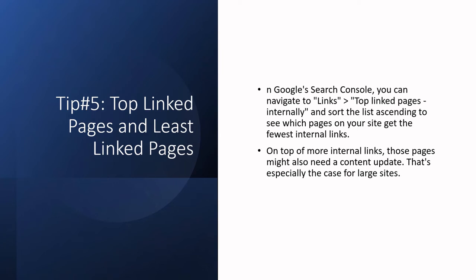So tip number 5, top linked pages and least linked pages. Meaning, if you go into your Google Search Console, under the links section, under internal links, top linked pages, and you export this and sort it in ascending order, it tells you the URLs which have the fewest internal links. You can think about internal linking, giving some internal links to these pages.